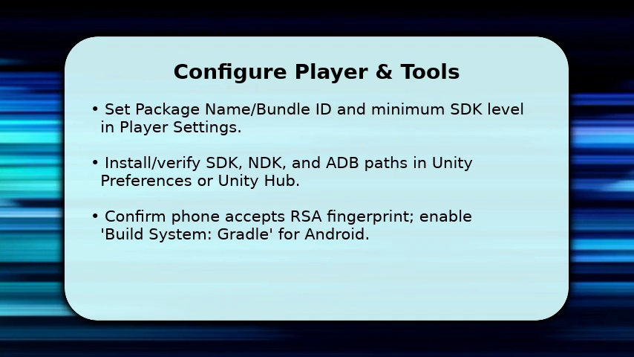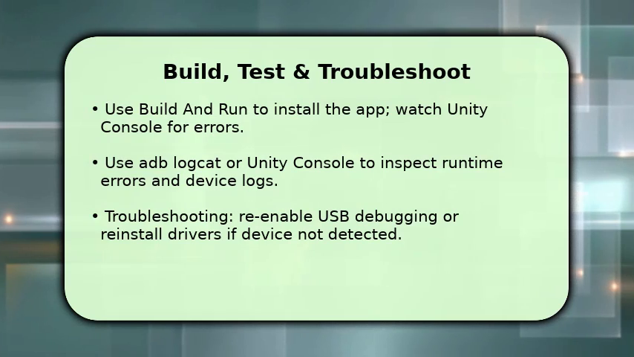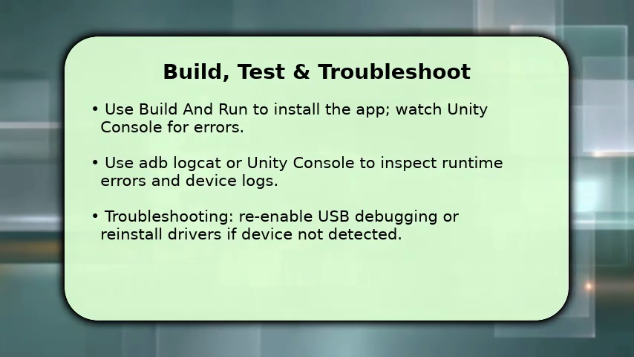If you prefer quick iteration, enable Unity Remote in Editor settings and pair it. Otherwise, prepare to run a full build and finally, perform a build and run so Unity compiles, signs, and installs the app on the phone.